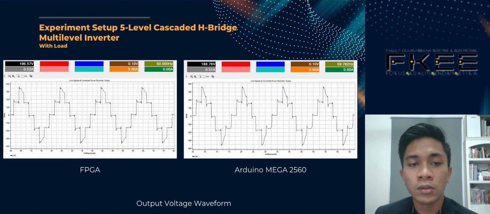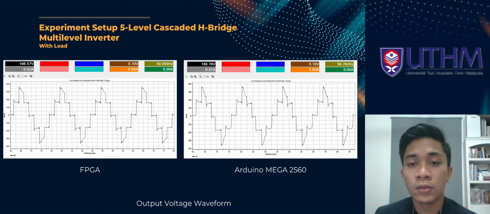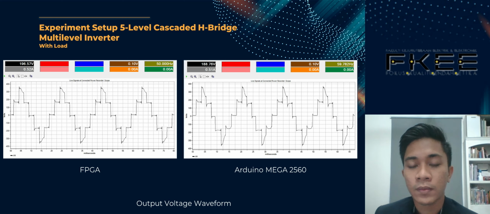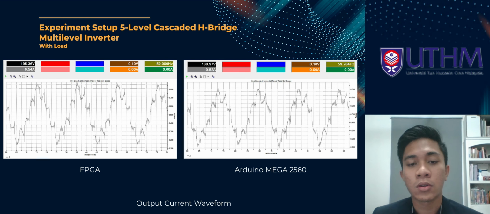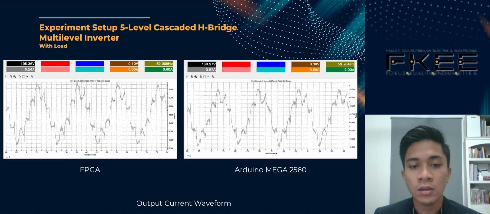The reason why the voltage dropped from 230 volt RMS to 190 volt RMS is because of the transformer itself. So maybe this transformer is not suitable for this type of wave. Maybe it would work properly when we use a sinusoidal output voltage at the transformer. So these are the output current waveforms for both microcontrollers, FPGA and Arduino Mega. We can see there is no large difference between 50 Hz and 60 Hz of frequency.